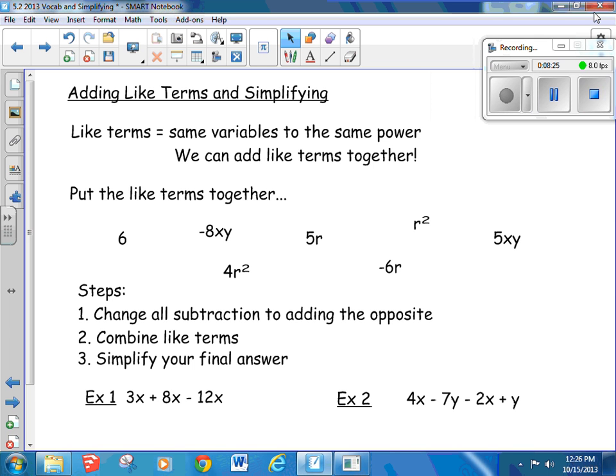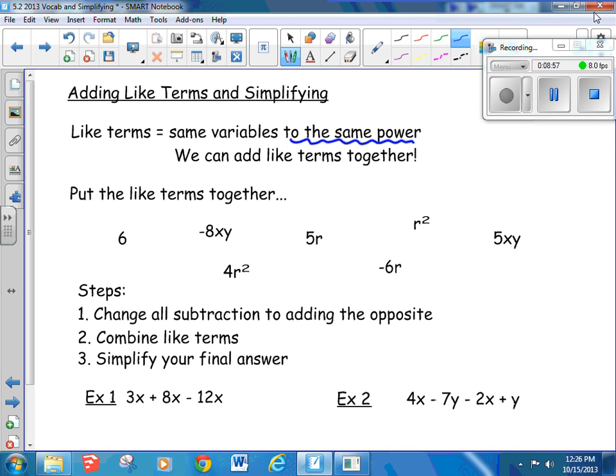Okay. We're going to talk more in depth about adding like terms and simplifying now. We've been doing some adding of like terms. You did last year. You did on your homework last night. When you had m plus m plus 1, the m's were like terms, and we said, well, m plus m is 2m, right? So they're going to get more complicated, though. You got to know that like terms are the same variables raised to the same power. And we can combine like terms together.